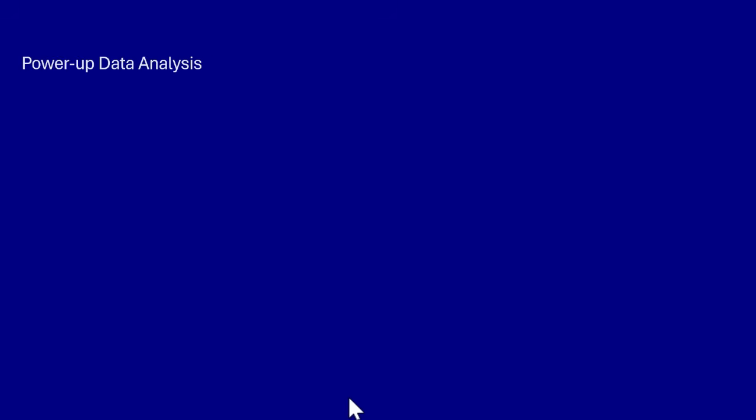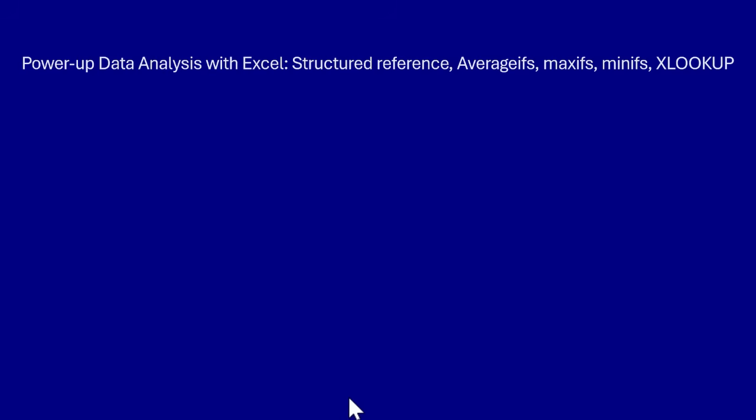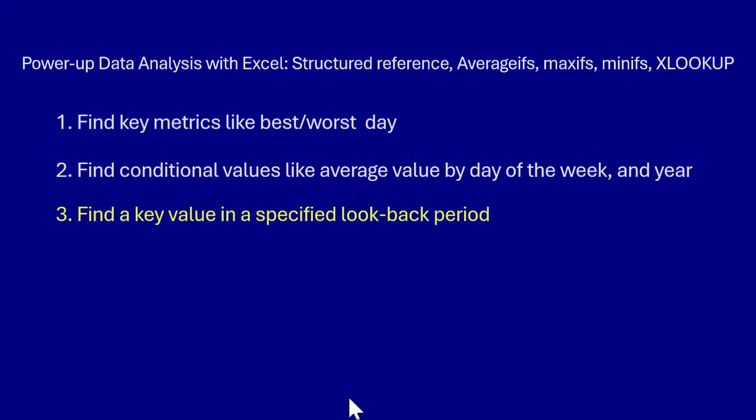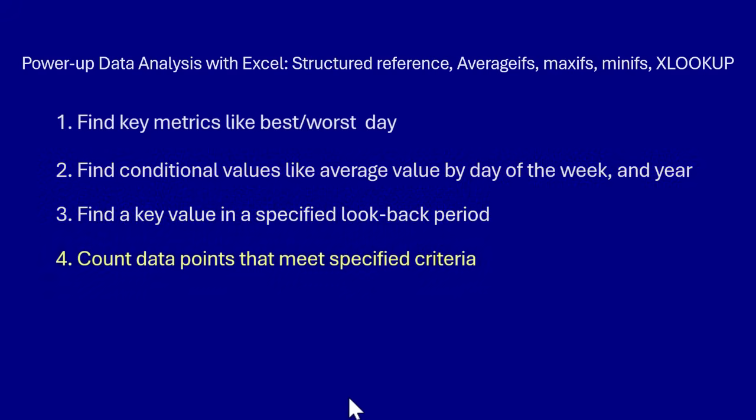Okay, this is part 3 in my series on data analysis with Excel, and in this video we're going to start digging in and get some key metrics like best and worst day. We're going to find conditional values by a couple of conditions, find some key value in a lookback period, and then count the data points that meet some criteria. Okay, so let's jump back into our data set and get started.